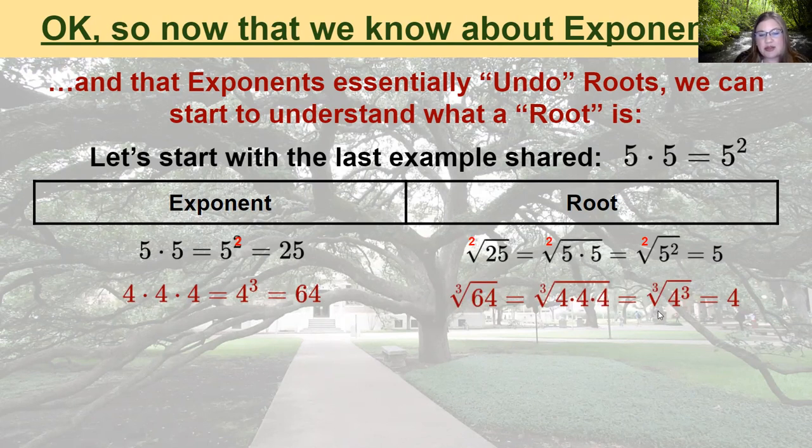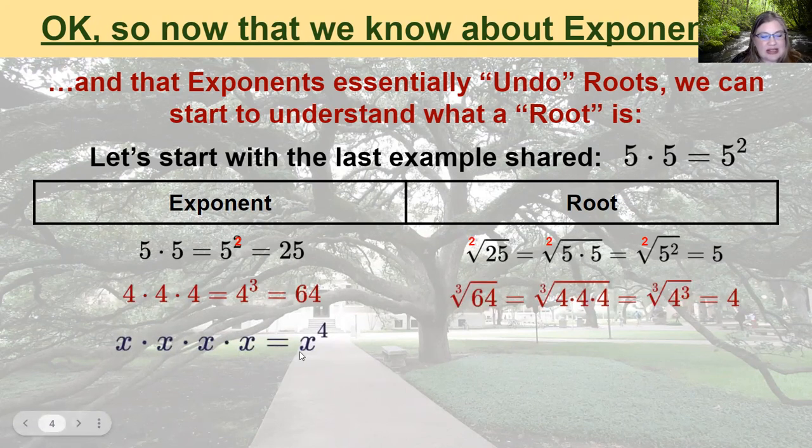There's 3 of them, so our base is 4, and our 3 is the exponent because we multiplied it 3 times. That can be undone with the third root, and our answer is 4, just like we started with 4 on this side. Okay.